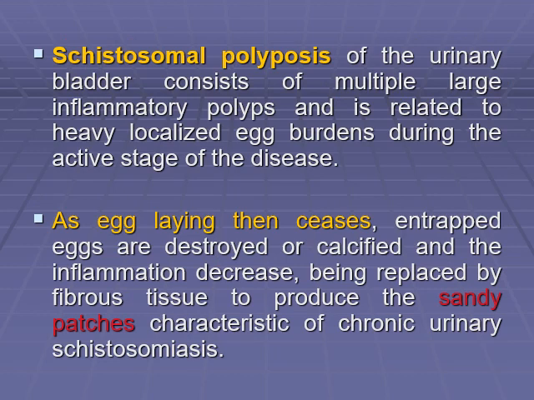Schistosomal polyposis of the urinary bladder consists of multiple large inflammatory polyps and is related to heavy localized egg burden during the active stage of the disease. But after egg laying ceases, entrapped eggs are destroyed or calcified and the inflammation decreases, being replaced by fibrous tissue to produce what's called sandy patches, which is characteristic of chronic urinary bilharziasis.